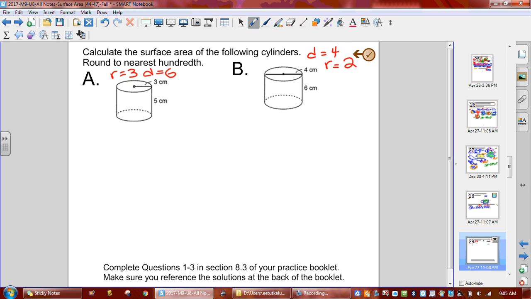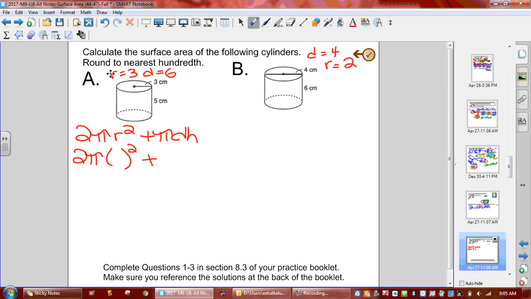All right. So we're going to write down our equations. 2 pi r squared plus pi dh. And now we're going to put the numbers where they belong in the equation. So 2 times pi times the radius squared. And in this case, our radius is a 3. And then pi times the diameter, which we found is 6, times the height of our pop can here, which is 5.